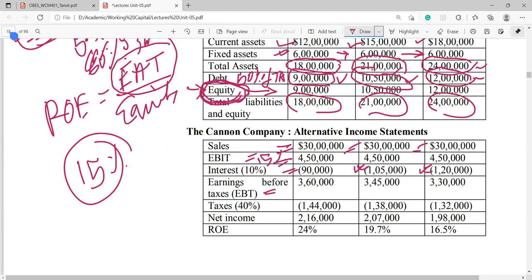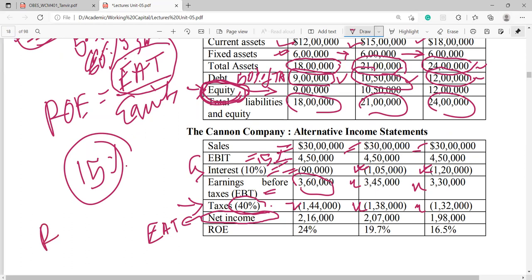Deduct interest from EBIT. Excellent. You have earning before tax. Now, what is the last step? Taxes. What percent of tax? 40%. So 3,60,000, and 40% of 3,60,000 is 1,44,000. 3,45,000, 40% of this is 1,38,000. 3,30,000, 40% of this is 1,32,000. The rest is known as net income, and that is also known as earning after tax.